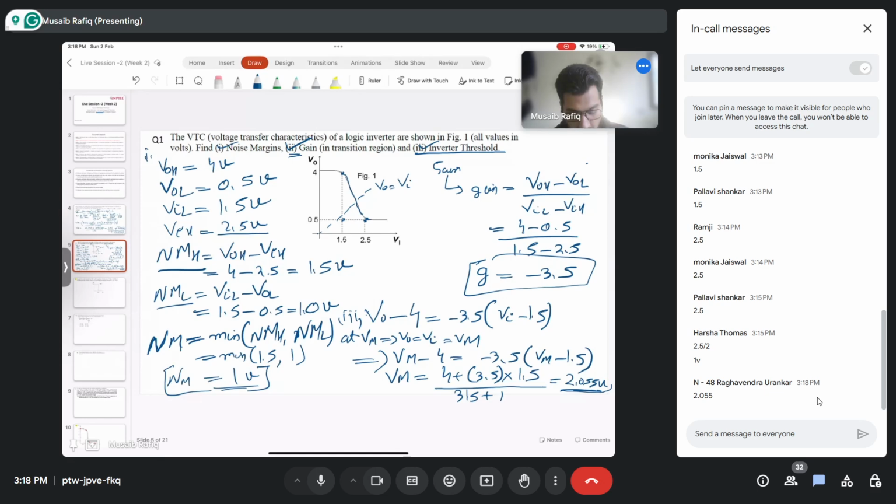Yeah, thank you. So what we saw here is, we first computed the noise margins from the figure, then we did the gain part, and finally we had the switching threshold. Any doubts? Please ask, otherwise we'll move to question number 2.